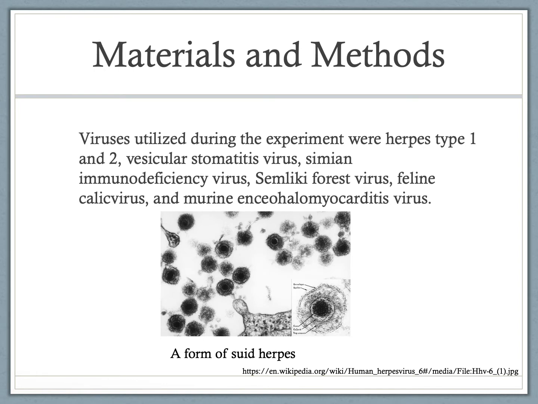Materials and methods. So this study is going to be utilizing several viruses which they will have the surfactant up against. So those are herpes type 1 and 2, vesicular stomatitis virus, simian immunodeficiency virus, Semliki Forest virus, feline calicivirus, and murine encephalomyocarditis virus. And here is a picture of herpes cells under a microscope.